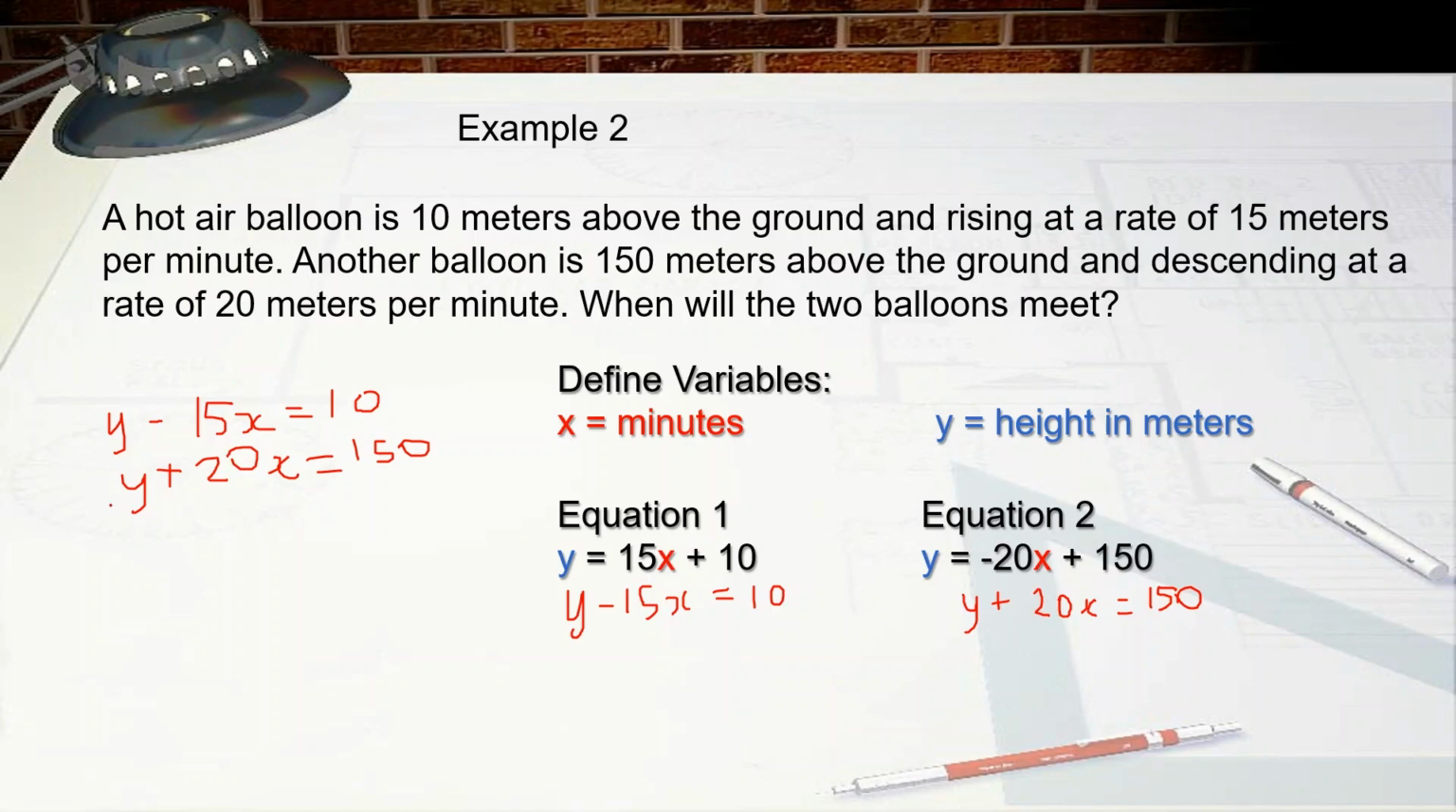Here you can see that y is common in both, so we can simply subtract it and eliminate it. So y gets eliminated. Now minus 15x minus plus 20x, so that basically means minus 15 minus 20, which gives us minus 35x, and then is equal to 10 minus 150, which is equal to minus 140. Okay, so now we can find the value of x by simply dividing minus 140 by minus 35. So x is equal to minus 140 divided by minus 35, which is equal to 4.